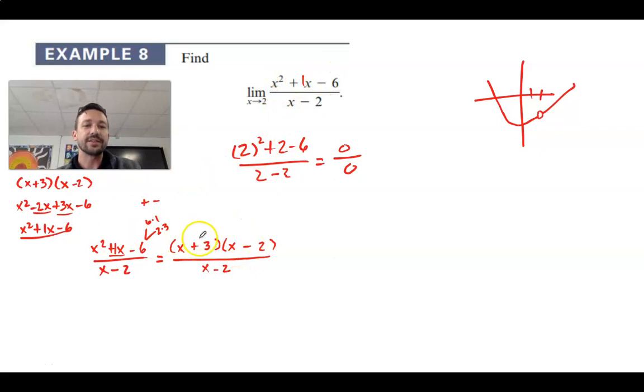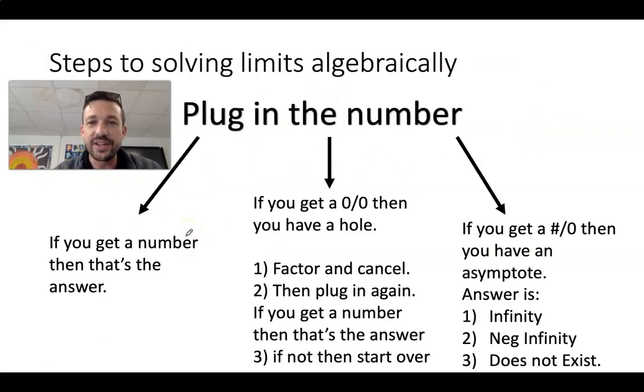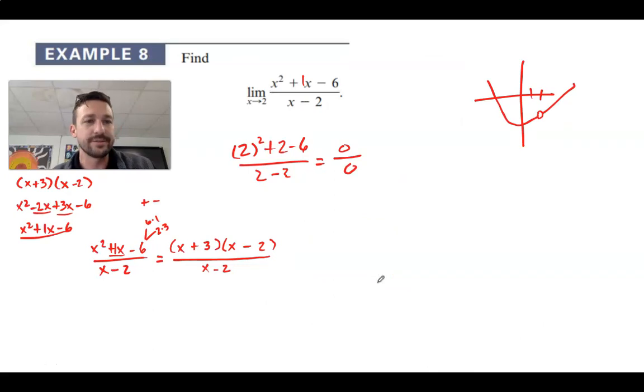Now we factored it. Okay, now remember what I said: the rule is plug in the number. If you get 0 over 0, which we did, factor it and cancel. So that means something should cancel. And look at it. This x minus 2 can cancel with that x minus 2. And it leaves us with a new formula, x plus 3. So we're no longer doing the limit as x approaches 2 of this function. We're doing the limit as x approaches 2 of this function.